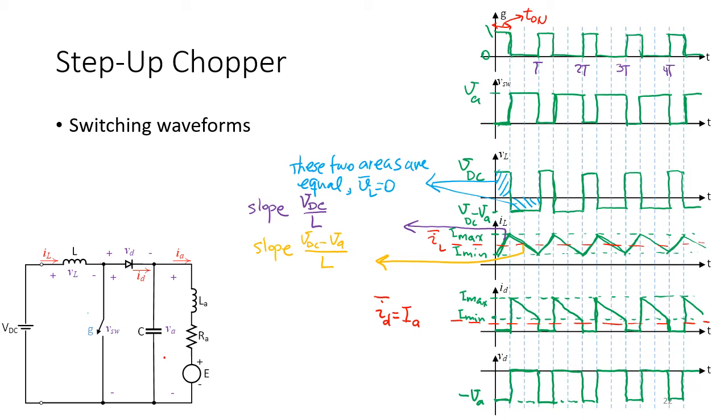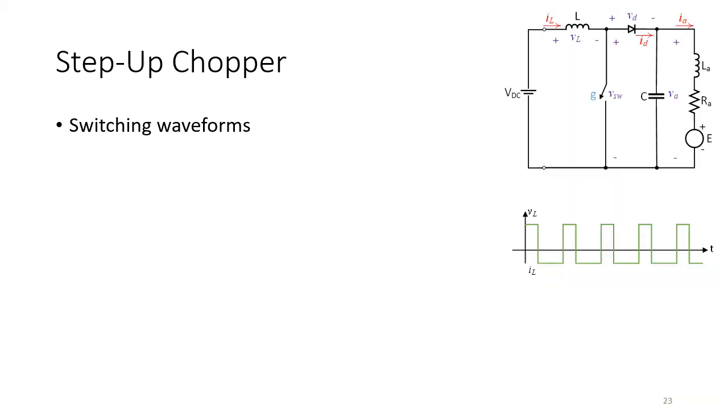Okay. Let's continue. So we have this curve, this waveform for the VL, and we said the inductor, at steady state, works like a short circuit for the DC current. You remember we removed it from the DC machine circuit.